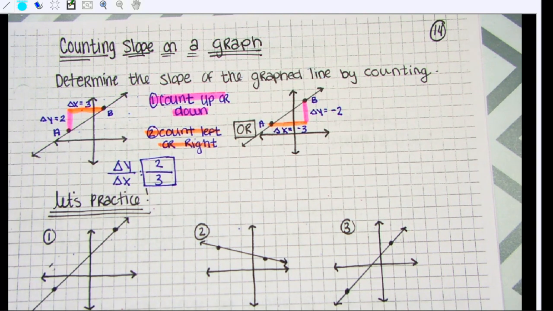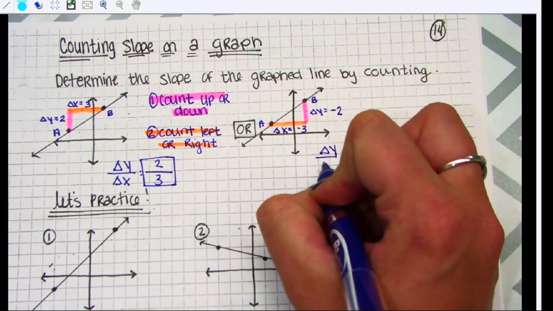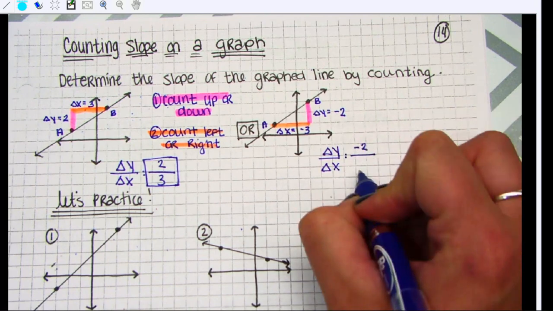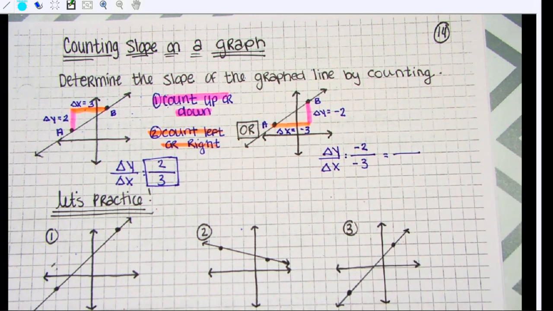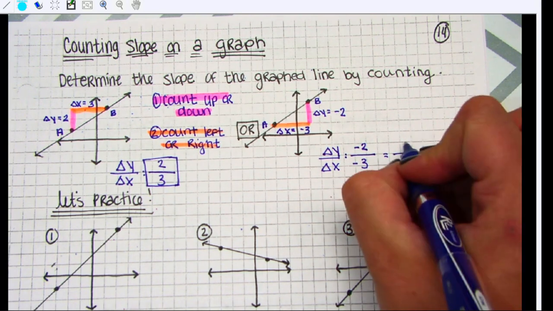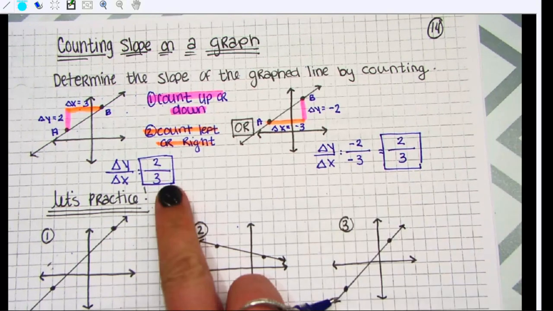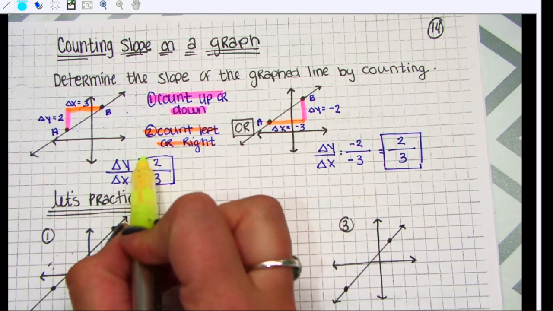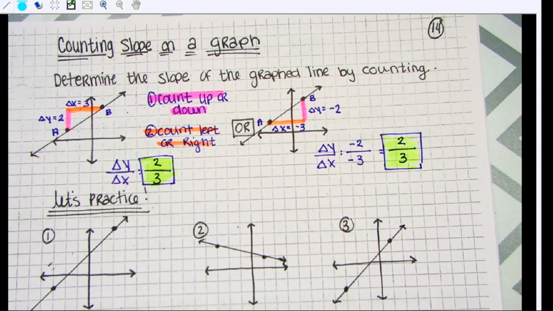Same idea. So now when we write our fraction for slope, it is still change in y over change in x. Our change in y was -2. Our change in x was -3. How does -2 over -3 simplify? 2 over 3. Notice that we got identical answers. The slope is still 2 over 3, and it is 2 over 3 right here. They are the same. They should be the same.